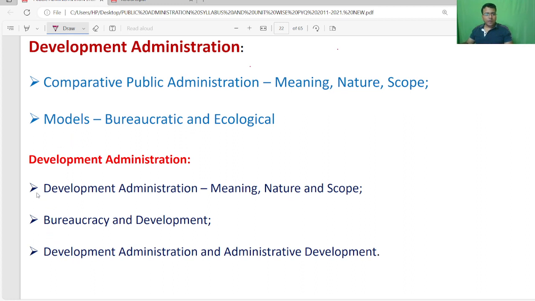So we have completed development administration, bureaucracy and development, and today we'll discuss development administration and administrative development. This is one of the most important parts. Namaskar. So what is this actually? What is development administration and what is administrative development? Before we start, if anyone has any doubt, you can ask.